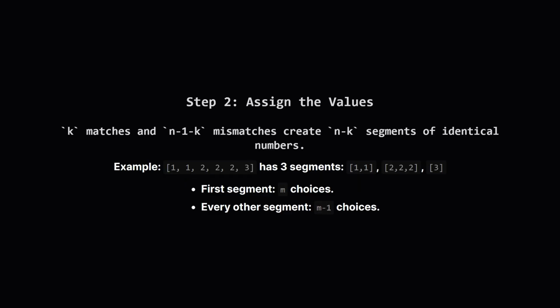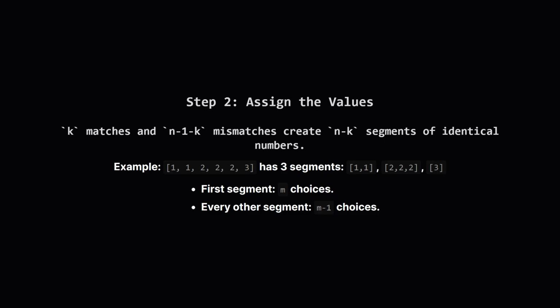Now for step 2, assigning the actual numbers. All those matches and mismatches effectively chop our array into segments of identical values. If you think about it, every mismatch acts like a wall, starting a new segment. So k matches and n-1-k mismatches will give us a total of n-k segments.